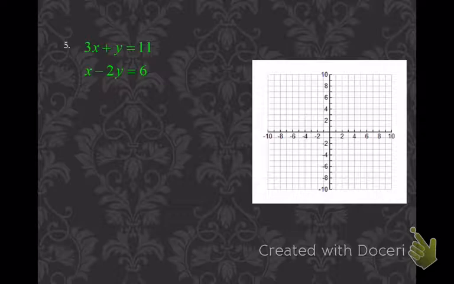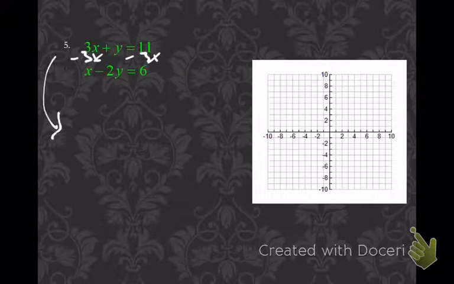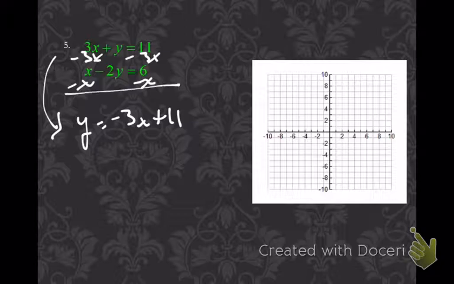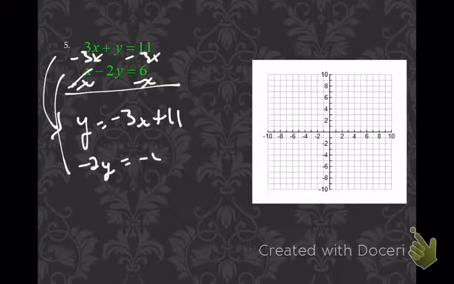All right, we got to get both of these guys in slope-intercept form. First guy we got to do is subtract 3x from both sides. And we would get y equals negative 3x plus 11. And this next guy, we're going to subtract x. And I'll bring this guy down here. We get negative 2y equals negative x plus 6. Divide through by negative 2.